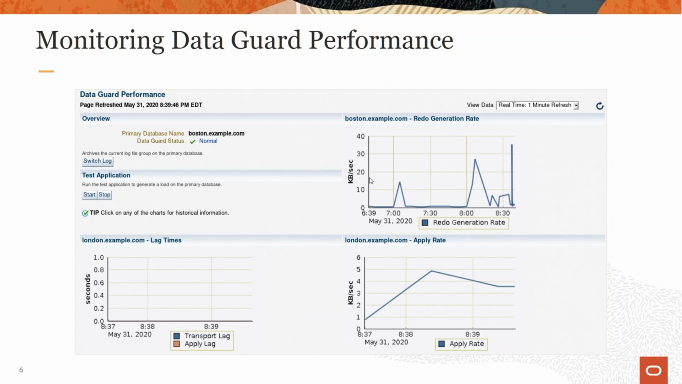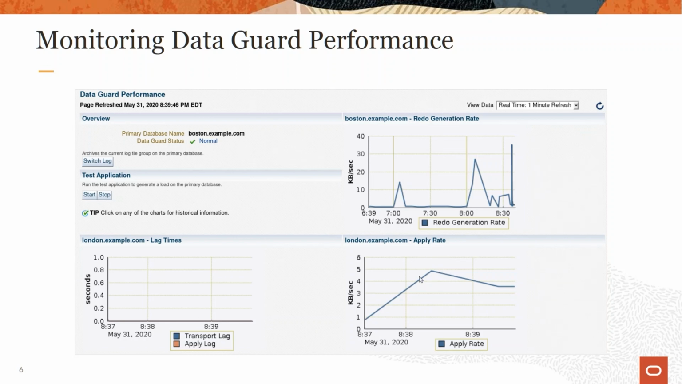In a heavy OLTP environment, I could easily see over 10 megabytes per second redo generation rate, or 20 megabytes per second. But this is only about 30 kilobytes per second, so it's very minimal. The apply rate is about 5 kilobytes per second and 4 kilobytes per second, so it's also a very small number. But during the peak time, if there is an apply lag, then you will have to compare these two, whether the redo generation rate is balanced with the redo apply rate.